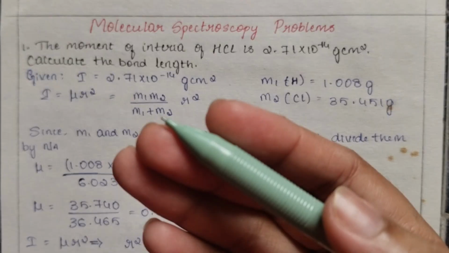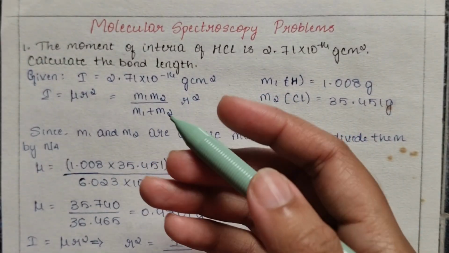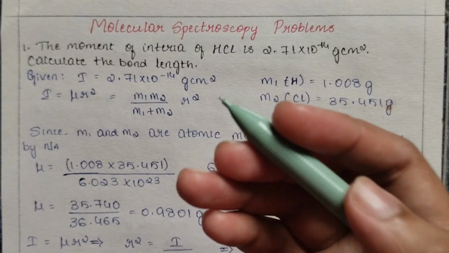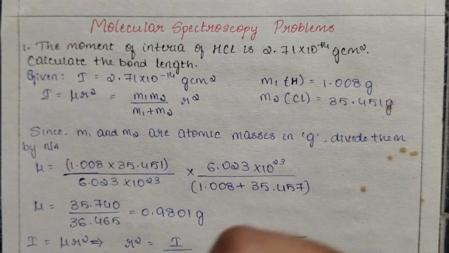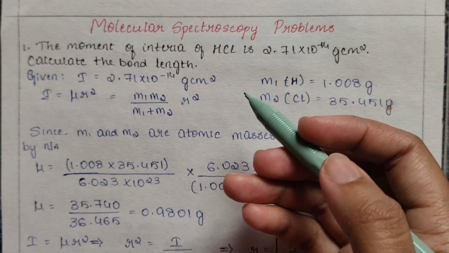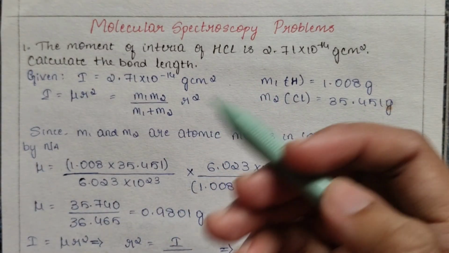In our previous two videos, we had seen about molecular spectroscopy and vibrational spectra, which is also called infrared spectroscopy. Now let us see some problems on molecular spectroscopy and infrared spectroscopy.